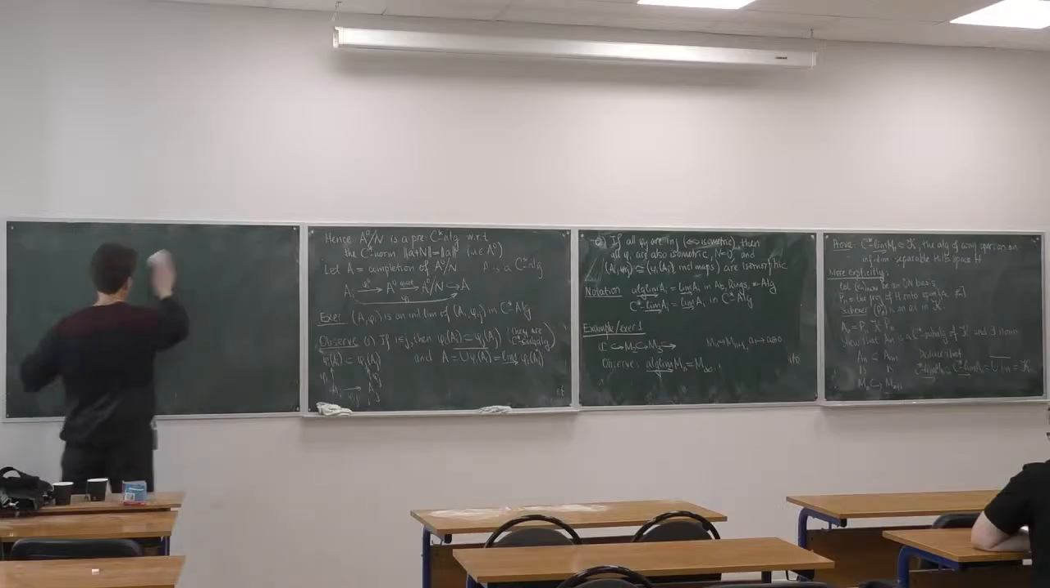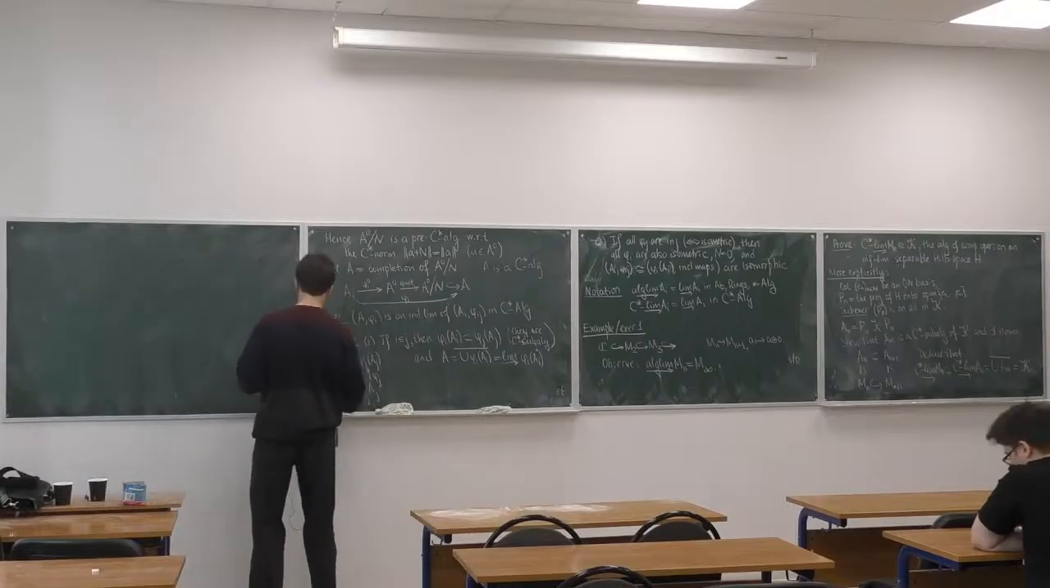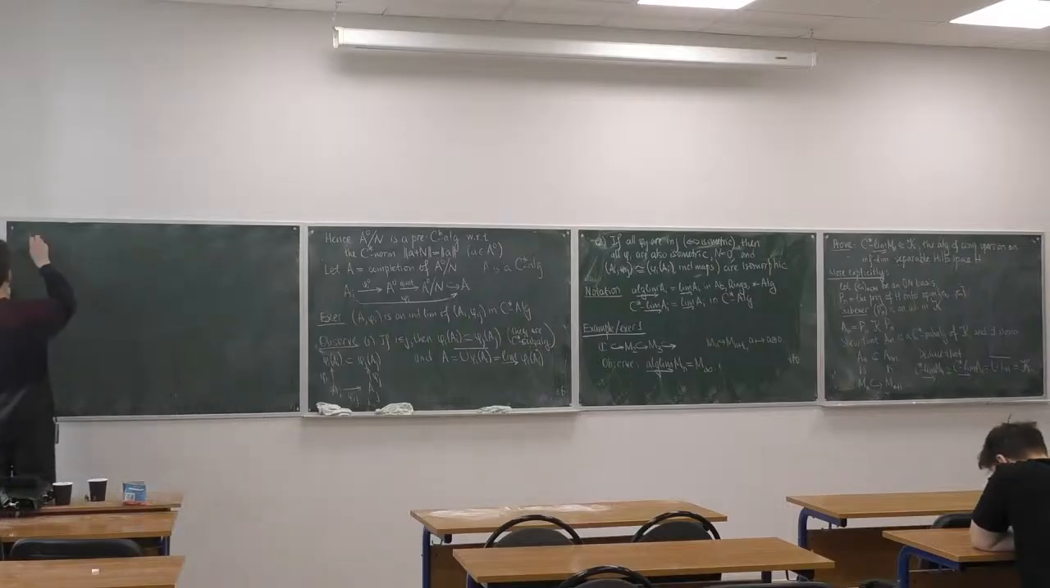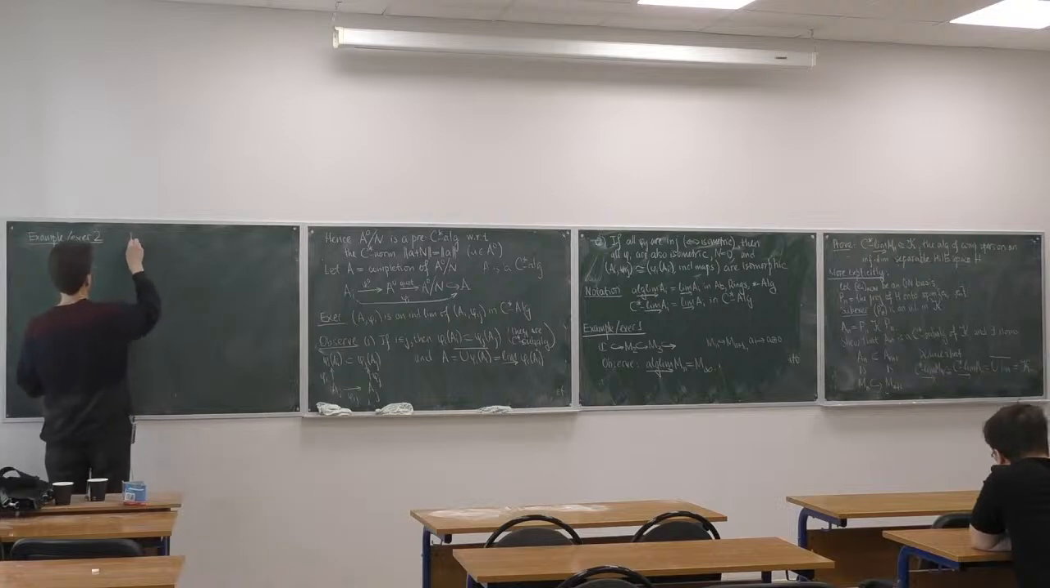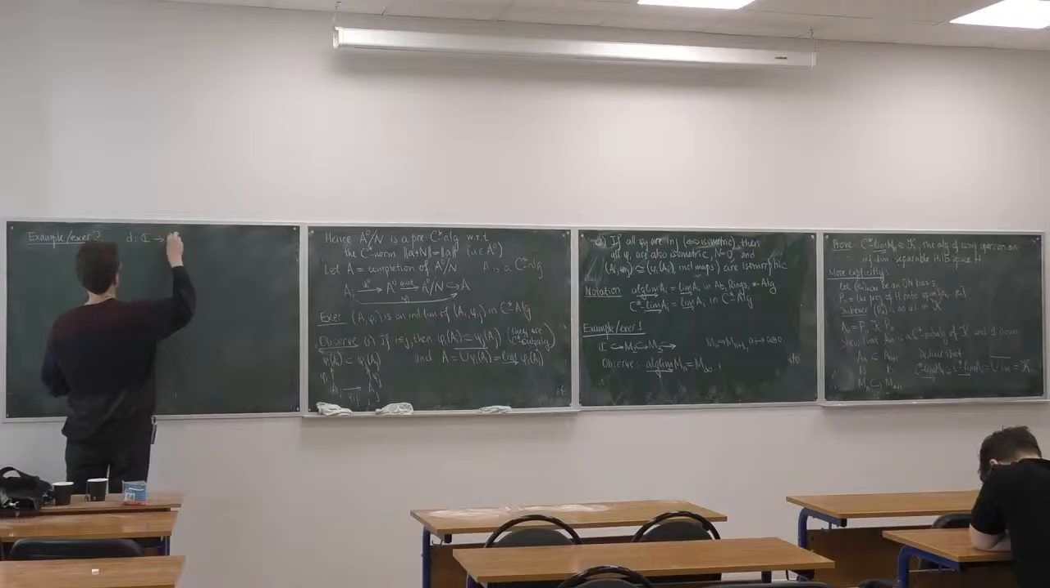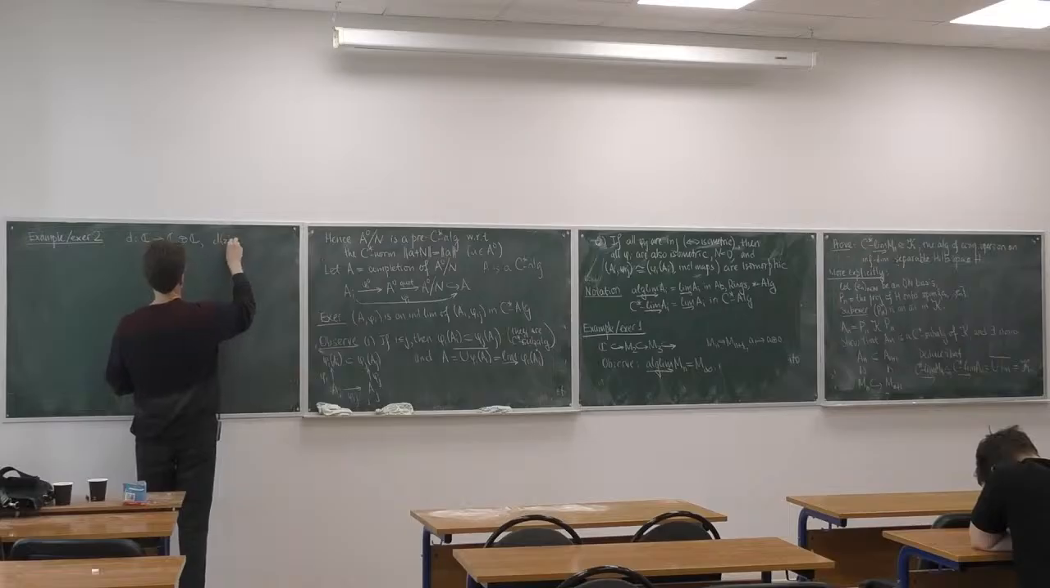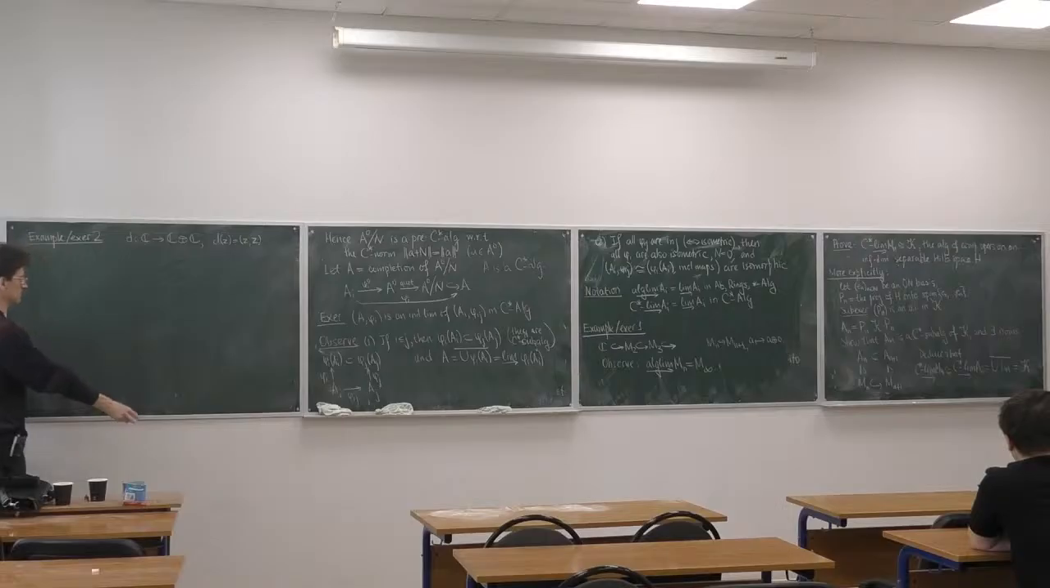Let's now look at another example of a C-star inductive limit. Example, exercise 2. Let's denote by D the following diagonal map from C to C plus C. So it takes z to the pair z, z. The diagonal inclusion of C to C plus C. So clearly this is a star algebra homomorphism.